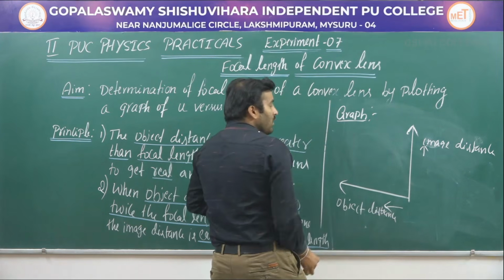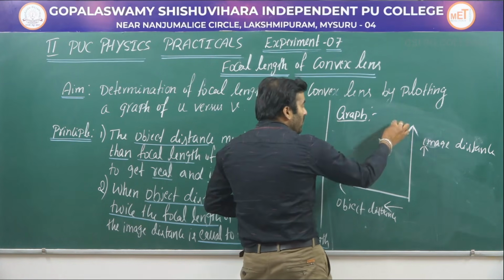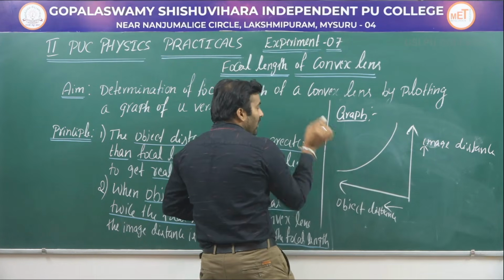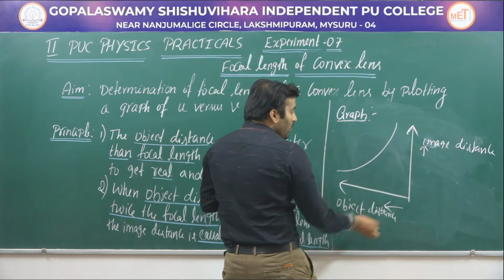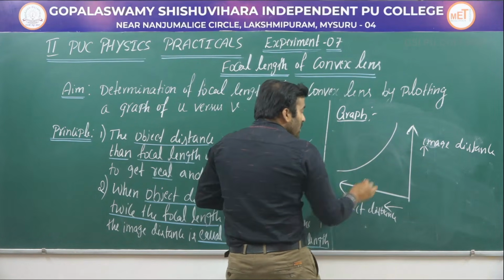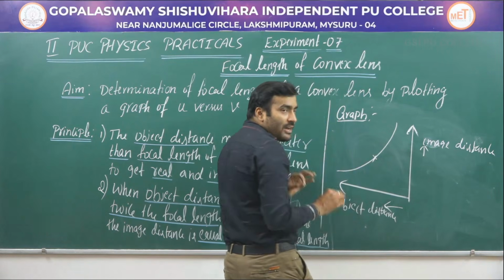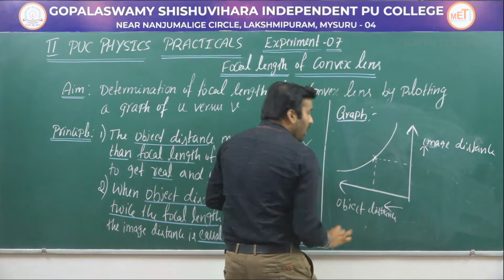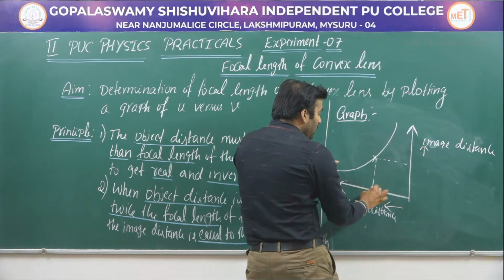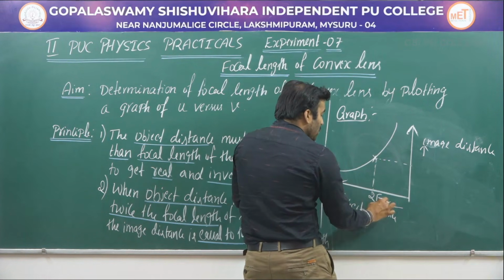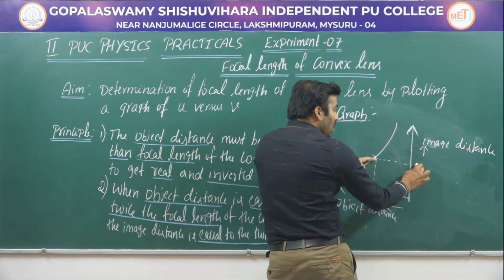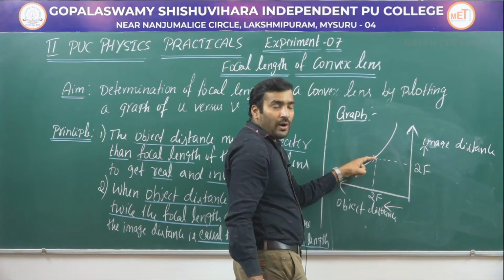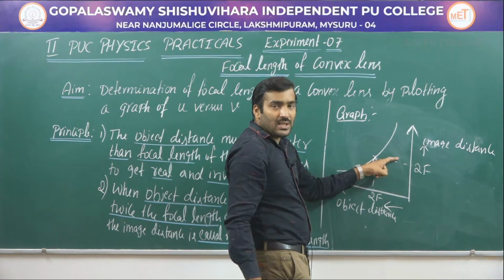Okay, fine. So after plotting this, how does the graph look? The graph looks like this. We get a curve like this. In this curve, at this point, the object distance and image distance are the same. If I place the object at 2f, then the image is also going to form at 2f. Therefore, at this particular point, the object distance and image distance are equal.